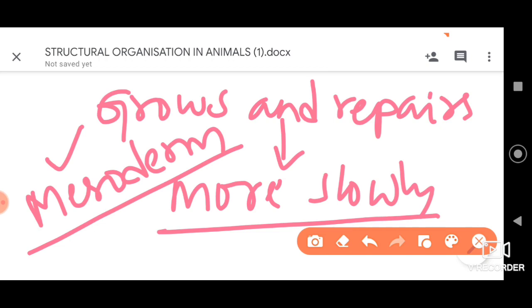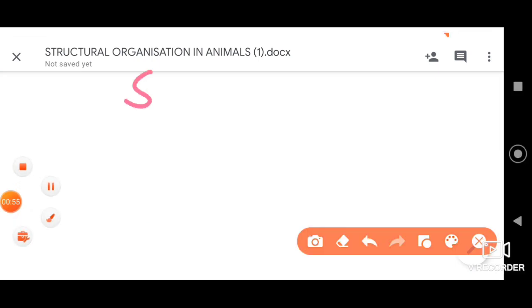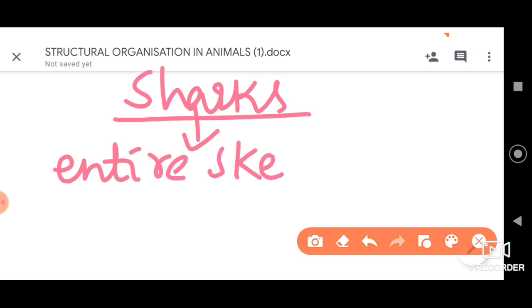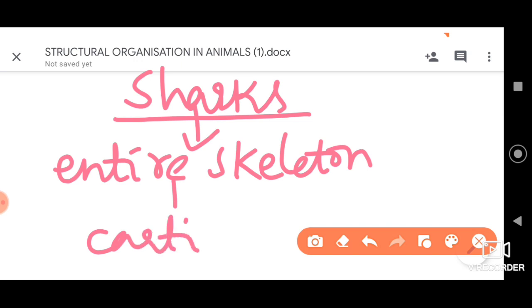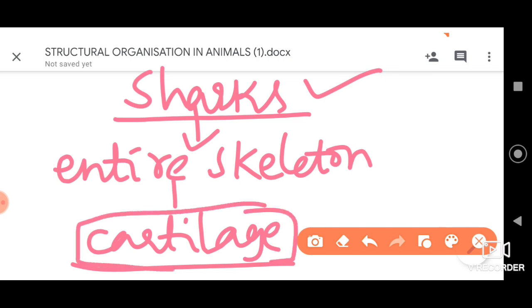And furthermore, let me tell you that in certain vertebrates, let us say for example, we have sharks. In sharks, the entire skeleton is made up of cartilage. This is one contrasting aspect which we can find in a few vertebrates like sharks. The complete skeleton itself is made up of cartilage, dear students.